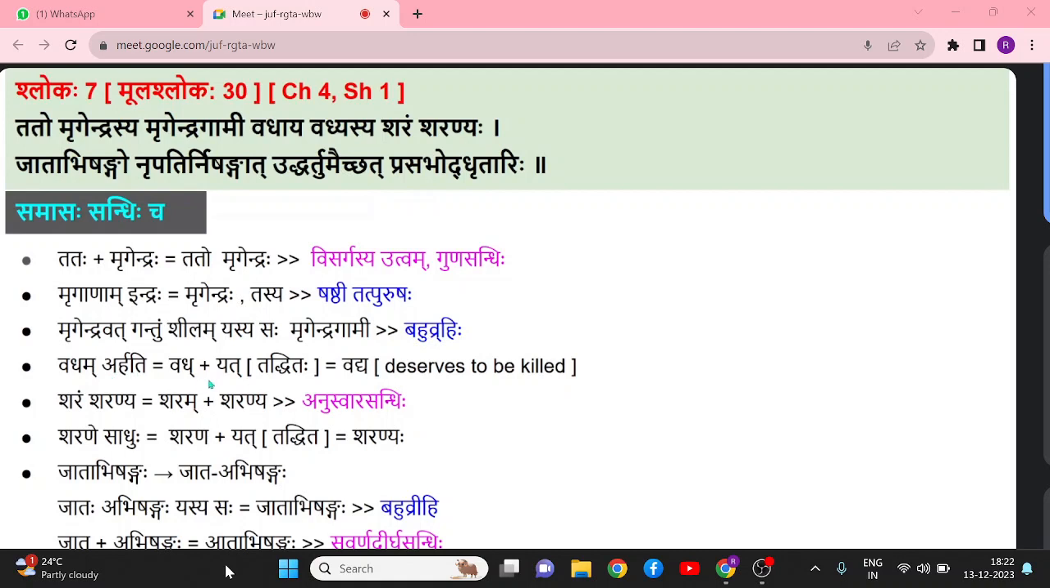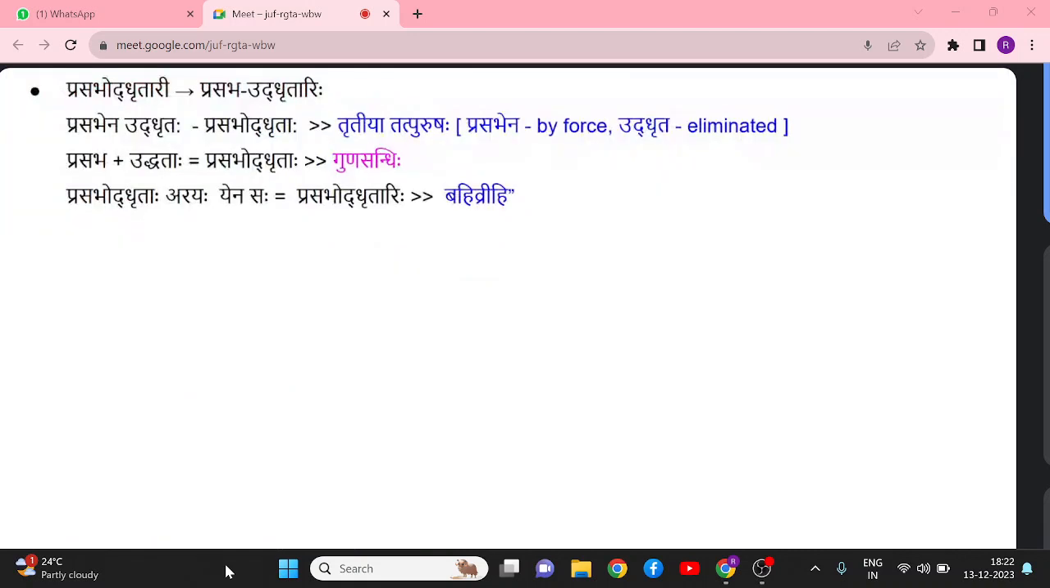Vadam arhati, this is taddita, vadhya. This is also taddita. Sharane sadhu sharanyah. Sharam, sharanyah, anuswara is okay. Jatabhishangah, this was done. Nripatih, nishangat, nripati visargasya. Nrunam patih, I think it is nrunam, there's a mistake here. Nrunam patih, nripatih, nru shabda, shashthi tatpurusha.